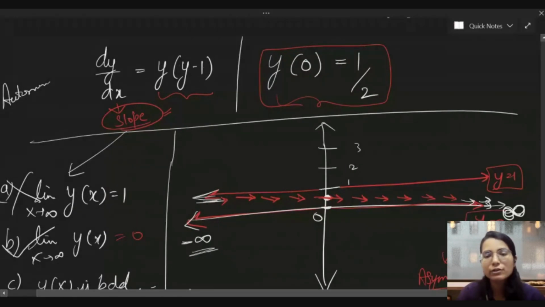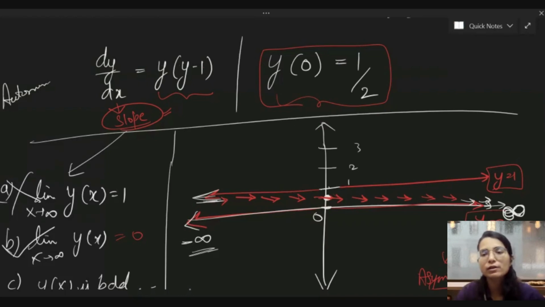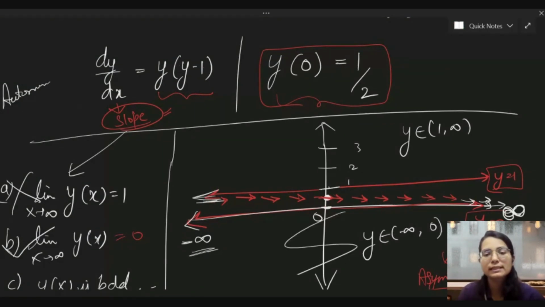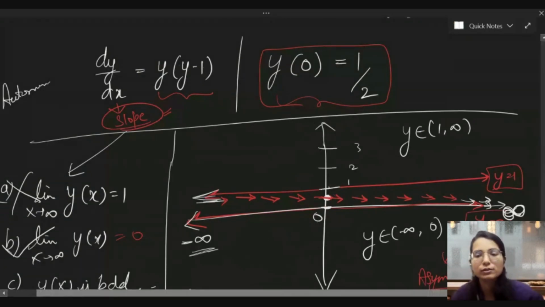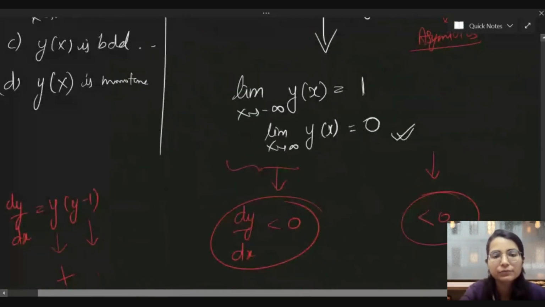Because I haven't talked about 1 to infinity. What happens to my solution when y belongs to 1 to infinity? What happens to my solution when y belongs to minus infinity to 0? In this region and in this region, I haven't talked about the solution. So let us do that.